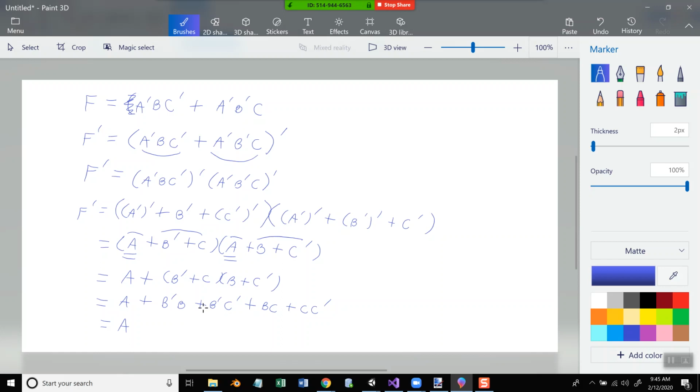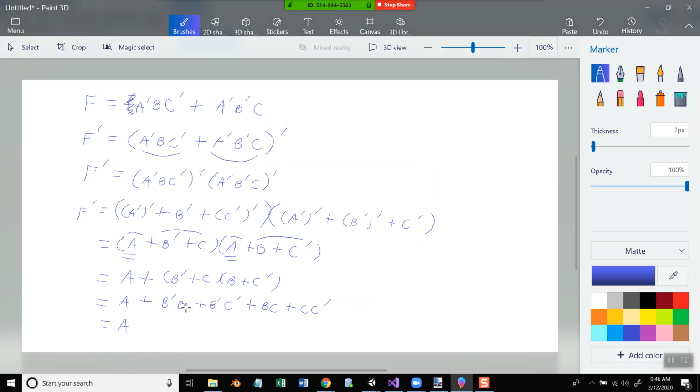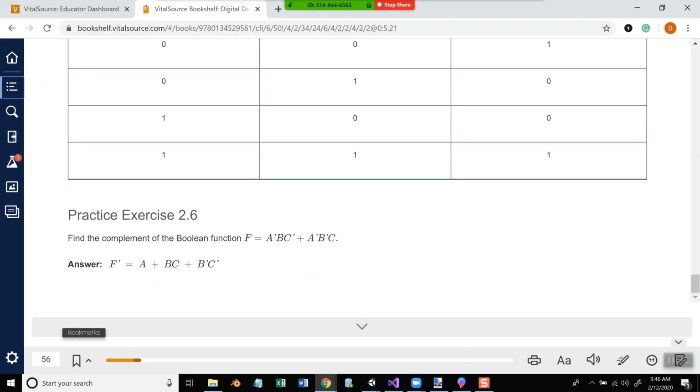Now, if you got b prime times b, that's postulate 5b, which says that x times x prime is 0. So this would become 0. B prime c prime plus bc plus, now becomes 0. Which gives us a plus b prime c prime plus bc, assuming I didn't make a mistake somewhere. BC plus B prime C prime. Okay, so that's how they got that answer.